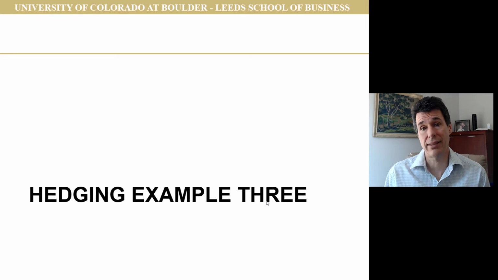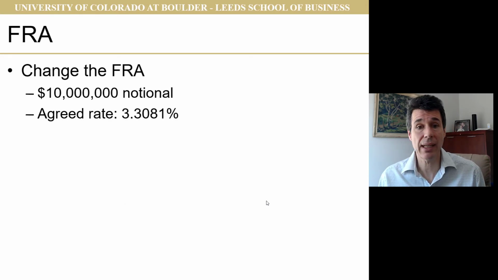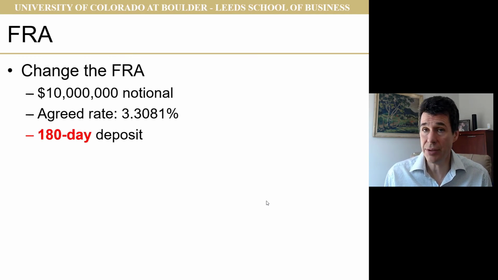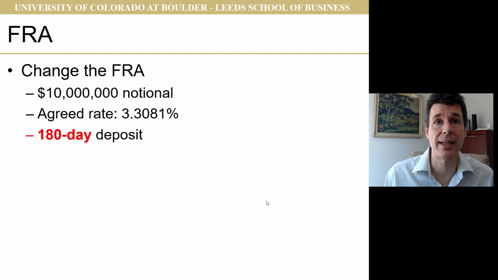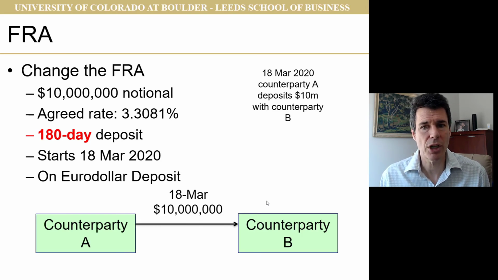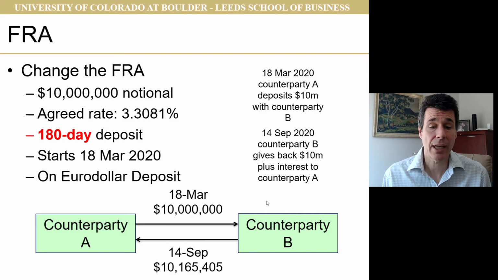Okay, for a final example, let's change the FRA. We'll have a $10 million notional. We'll have an agreed rate of 3.3081 on a 180-day deposit. So 90 days is interesting, but 180 days might be more realistic. Again, it starts on the same date. So on the 18th of March, 2020, counterparty A gives $10 million to counterparty B. On the 14th of September, 180 days later, counterparty B gives it back with interest.